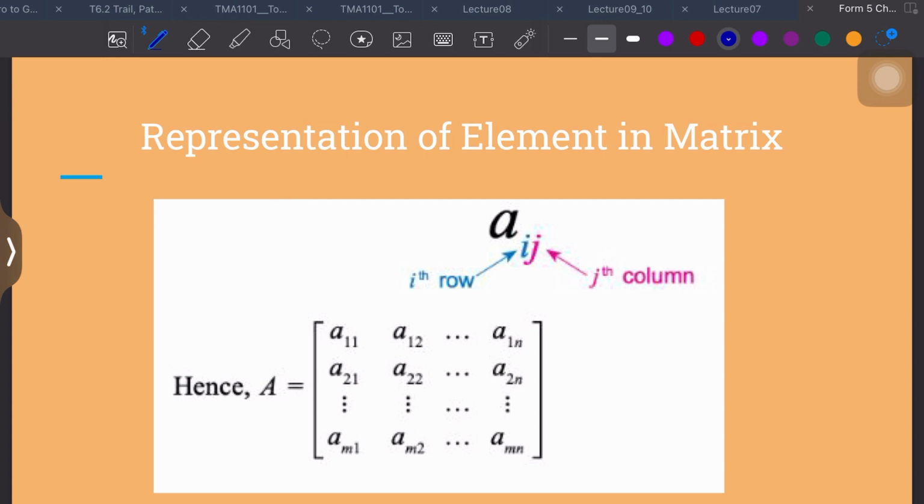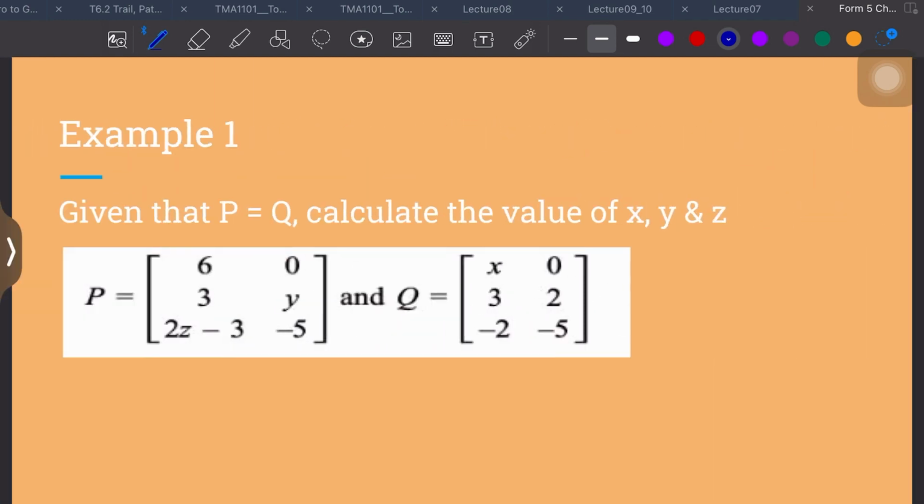So, representation of elements in the matrix. This one shows the position of the digit. Let's say here 1 1. Why? Because first row, first column. This one is first row, second column, first row, third column, like that. So this is how you identify the position of the digit in a matrix. Okay, let's take a quick example.